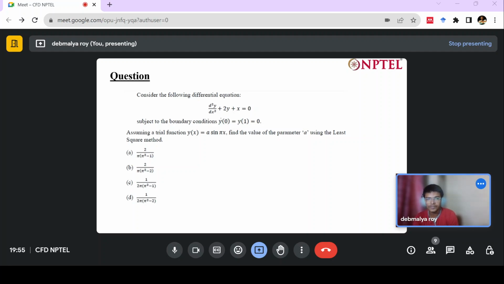What does this question say? An equation is given and boundary conditions are given, and also a trial function. You can check for yourself whether this trial function is actually following this boundary condition or not. If you put x is equal to 0, then this is 0, since sine 0 is 0. And if you put x is equal to 1, sine pi is also 0. So this is the correct trial function. We have to find the parameter a using least square.